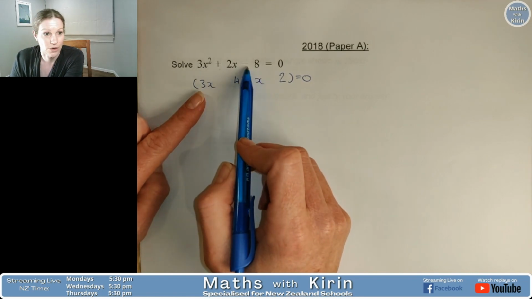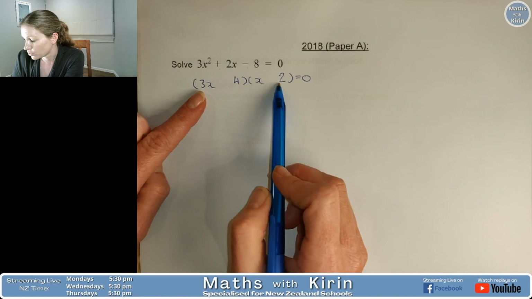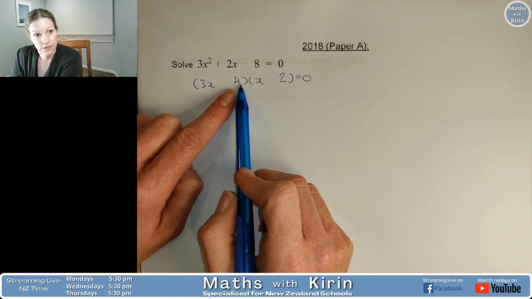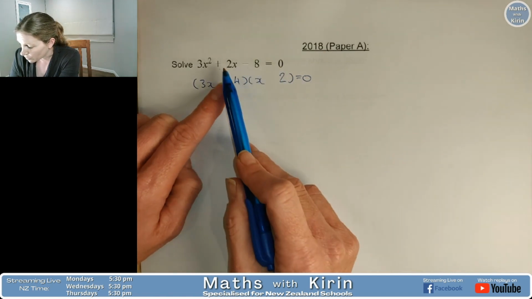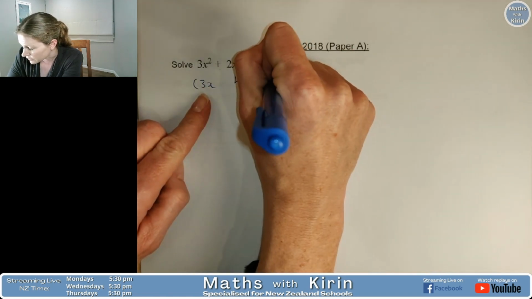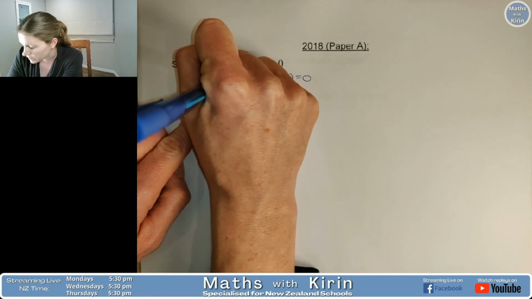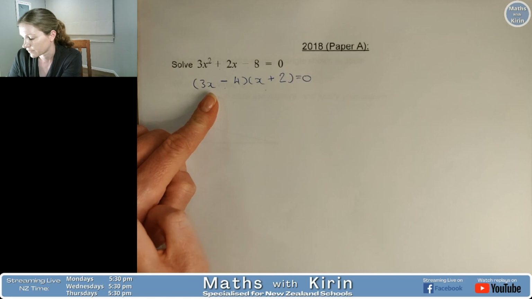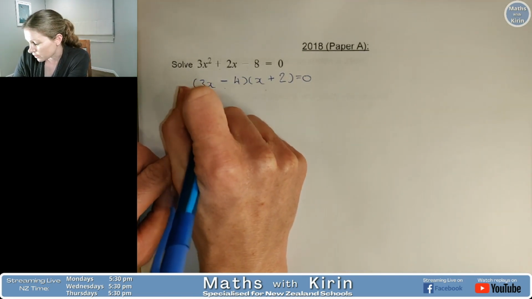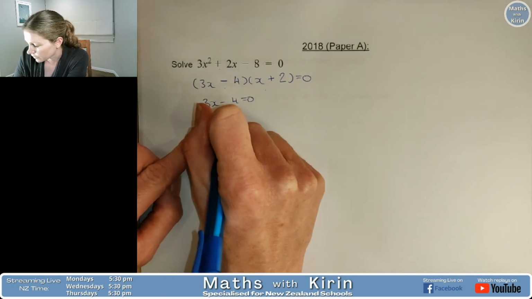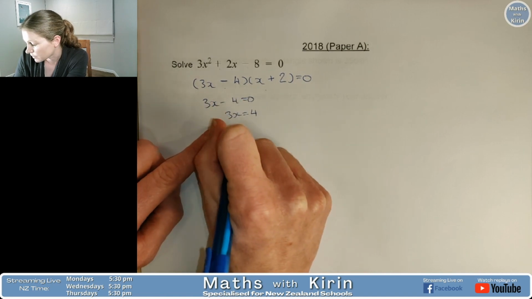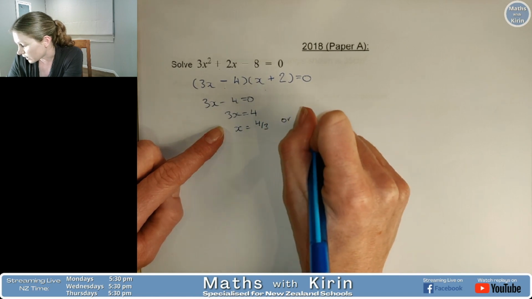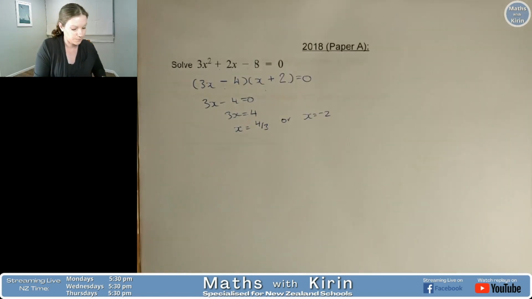In this case, because we've got negative 8. So 3 times 2 would give me 6, and 4 is a difference of 2. We want positive 2, so if we have positive 6x minus 4x, we get positive 2x, and then negative 4 times positive 2 is 8. So either 3x minus 4 is equal to 0, so 3x is 4, which means x is 4/3, or x plus 2 is 0, so x is negative 2.